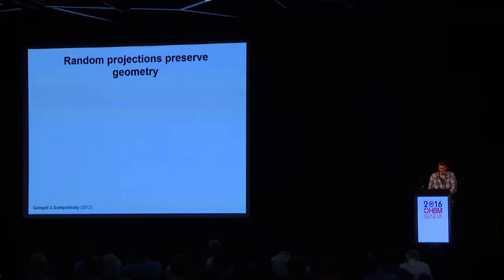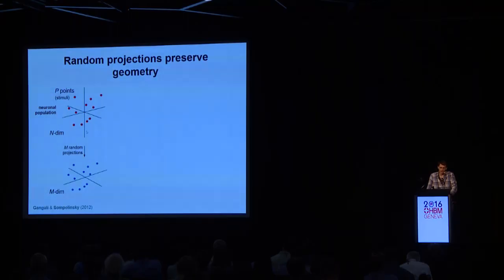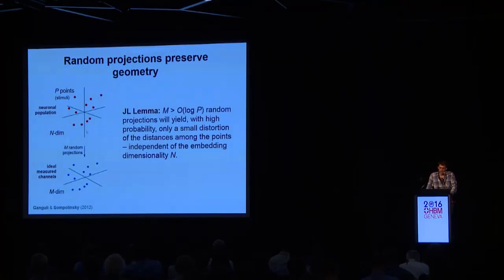So here's a possible explanation for why they might look similar. Random projections preserve geometry. If you have p points in an n-dimensional space, and think of this space as the neuronal population response space, if you project them down to a smaller number of m dimensions with random projections, so projecting onto random axes in the space, and you could think of these as ideal measurement channels, then if you have m larger than O of log p random projections, you'll get, with high probability, only a small distortion of the distances that you measure in this lower dimensional space. And this is independent of the embedding dimensionality n. This is the Johnson-Lindenstrauss lemma.